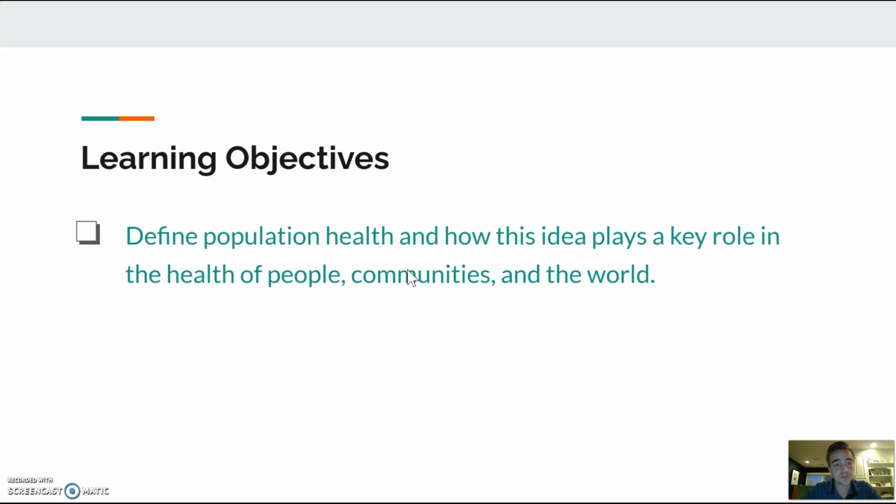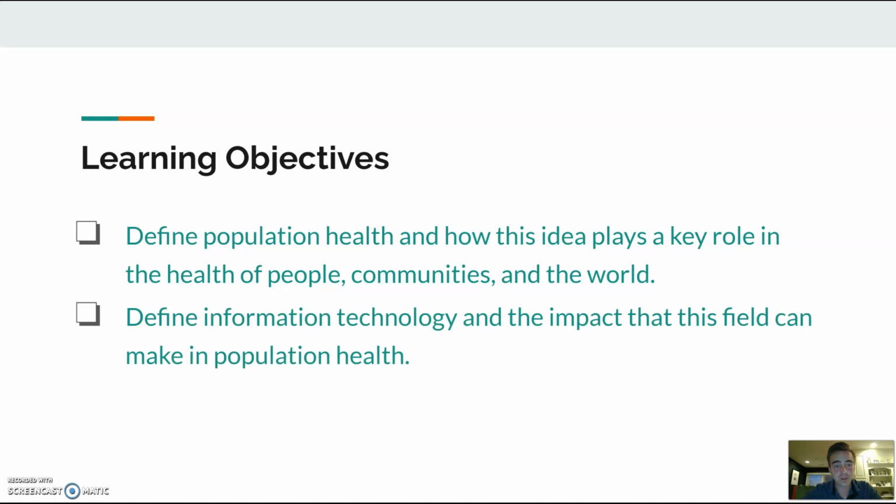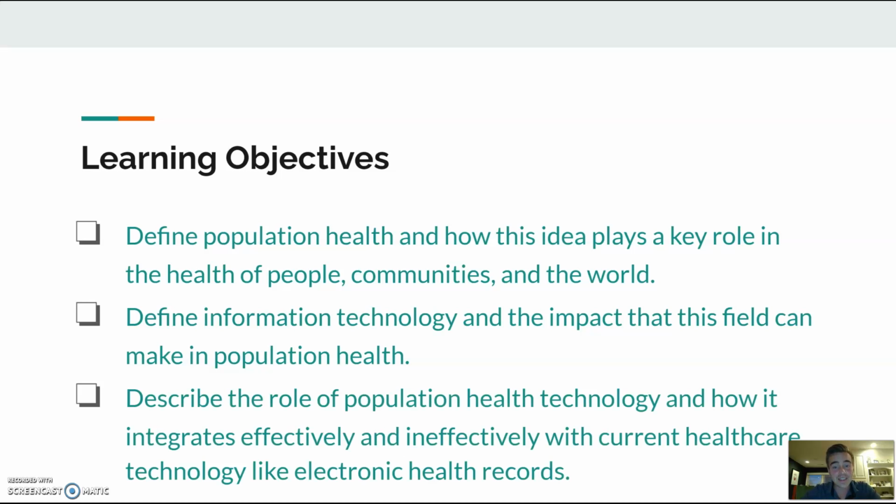So when we look at our learning objectives, first one's going to be the ability to define population health and how this idea plays a key role in the health of people, communities, and the world. We're also going to talk about how you can define information technology and the impact that this field can make in the actual area of population health. And last but certainly not least, we'll spend some time learning and discussing how you can describe the role of population health technology and how it integrates effectively and sometimes ineffectively with current healthcare technology, specifically like electronic health records.